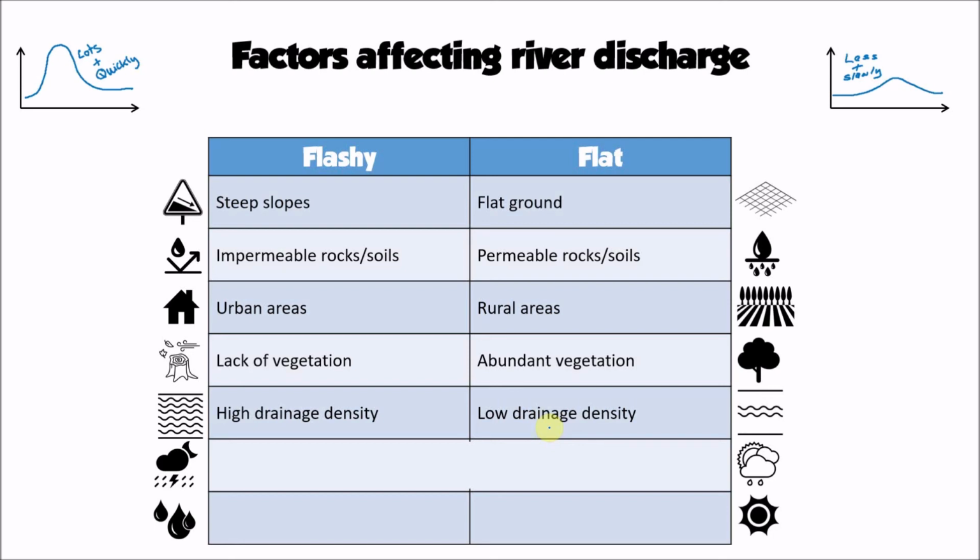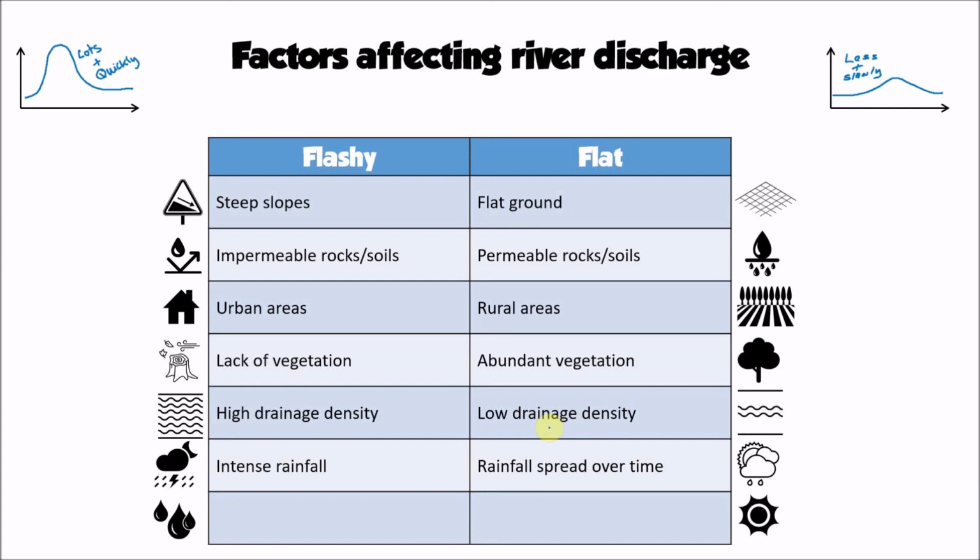Another factor is obviously the intensity of the rainfall itself. If the rainfall is very heavy, we get a lot of rain in a very short space of time, that water is not going to have time, or the soil is not going to have the capacity to infiltrate that water quickly enough. So the water is going to end up sitting on the surface or running over the surface, and that's going to again transfer it into rivers relatively quickly.